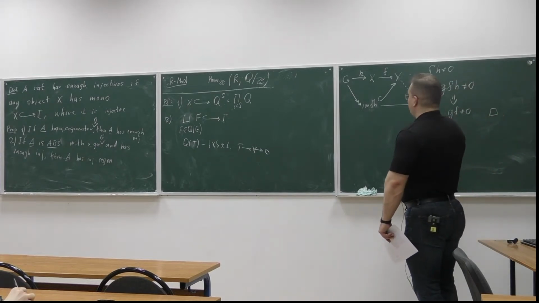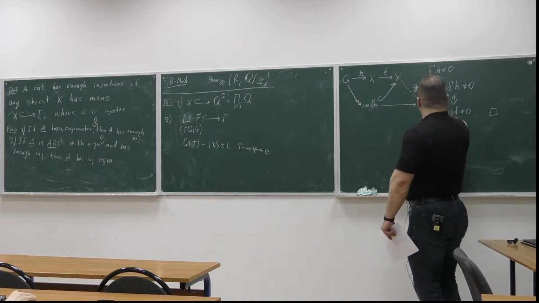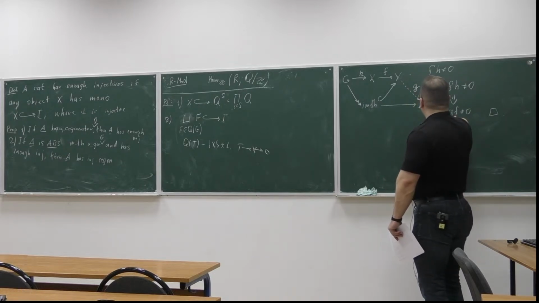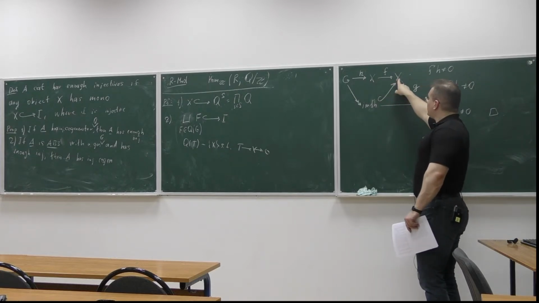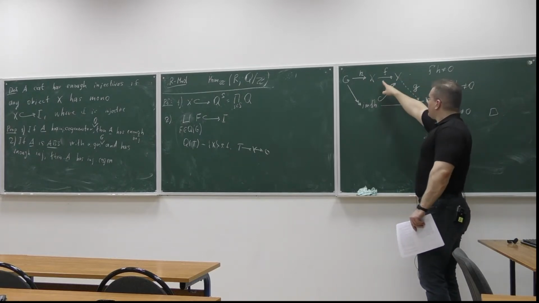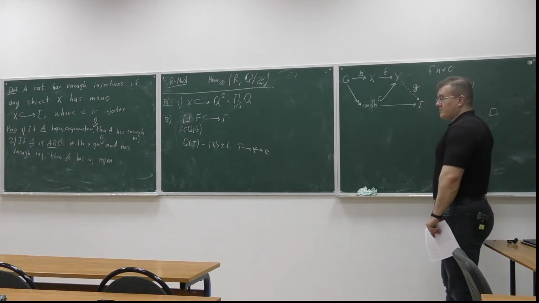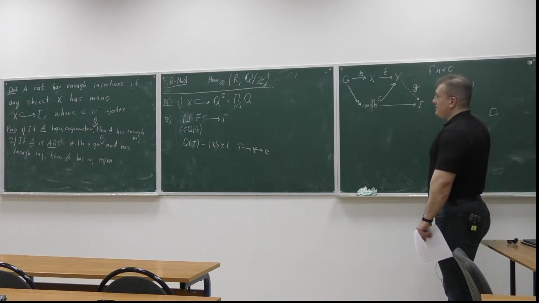Yeah, and that's what we want, right? We take any non-zero map between any two objects and we construct a map to the cogenerator such that the composition is not zero. Hence, this is indeed a cogenerator.